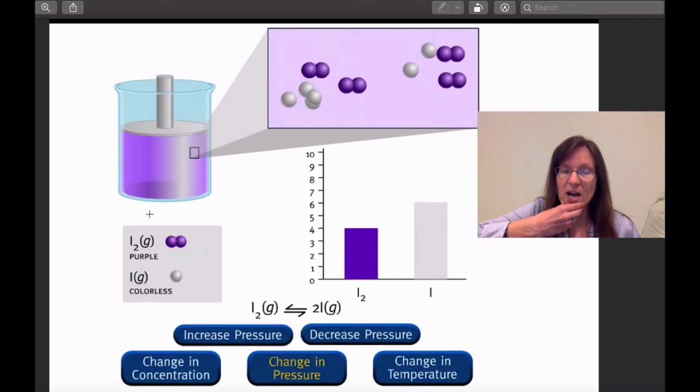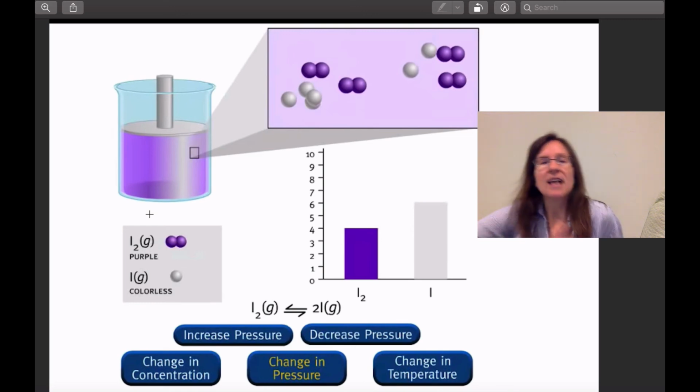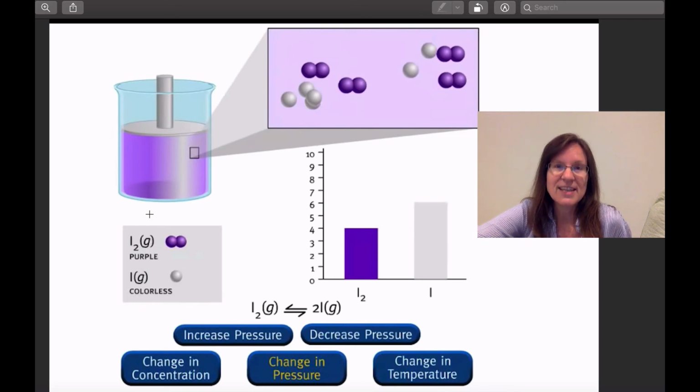So if I look at this equation, on one side I just have I2, so one I2, and on the other side I have two I's. So technically the side with two I's has more things, so if we shift to the side of 2I, we'll make more pressure. So in this case, because the stress was I've externally put more pressure on the system, now I'm going to shift to try to decrease the pressure and relieve it. That's why we shift left. That's why we see an increase in I2, and again, because it's purple in nature, you'll see the color shift to being a darker purple.